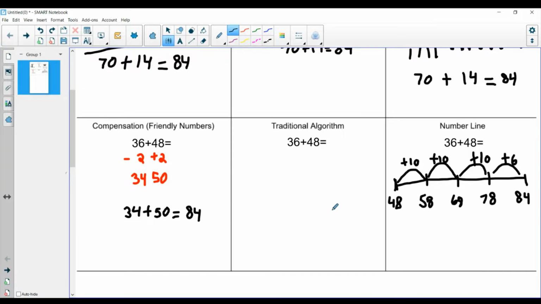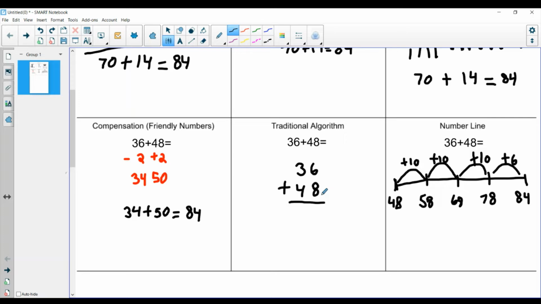The last strategy we're going to look at is the traditional algorithm, where you are going to rearrange your equation into columns instead of a row. So for 36 plus 48, I'm going to show 36 at the top plus 48 at the bottom. And when you use the traditional algorithm, your addition always starts with the ones.